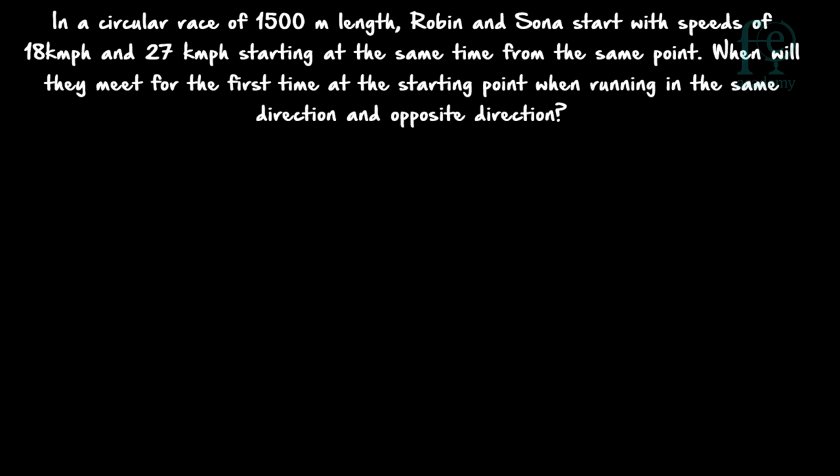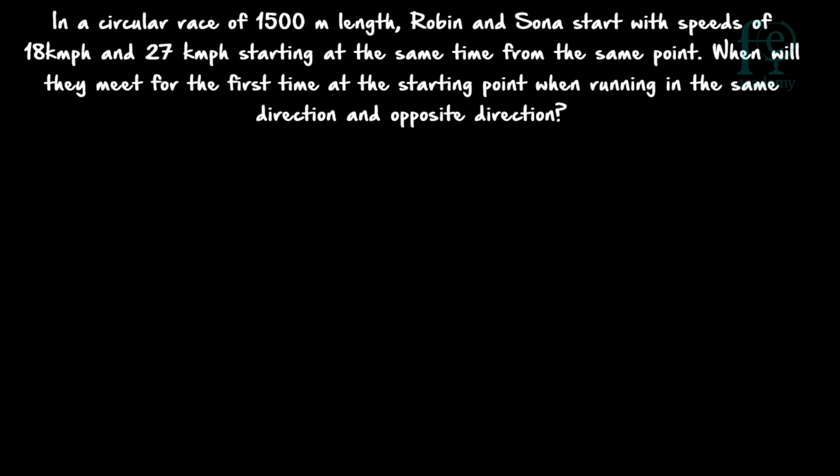In a circular race of 1500 meter length, Robin and Sona start with speeds of 18 km per hour and 27 km per hour, starting at the same time from the same point. When will they meet for the first time at the starting point when running in the same direction and opposite direction? So here what is the given question?